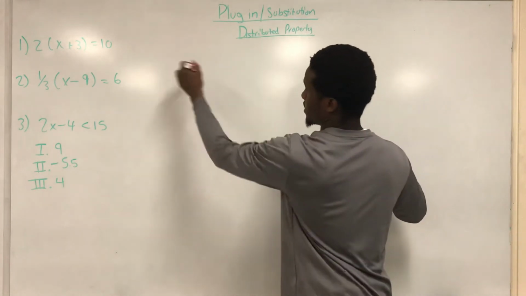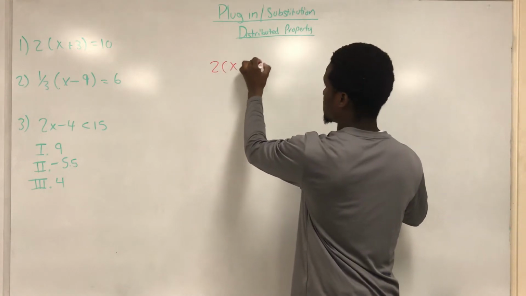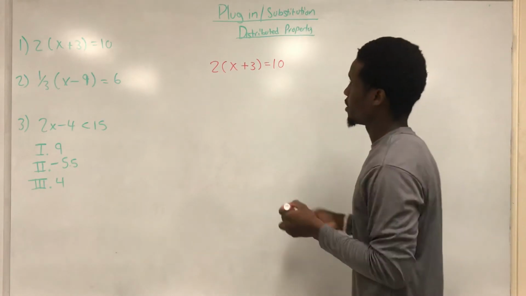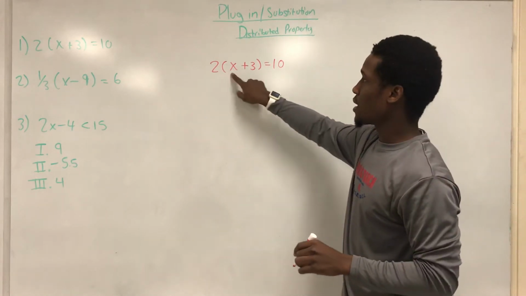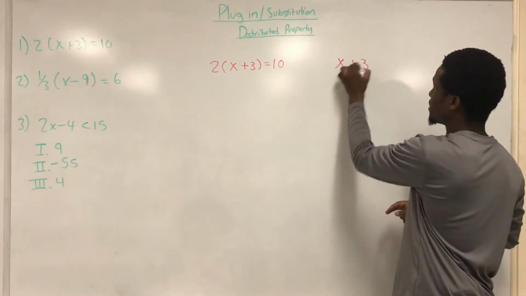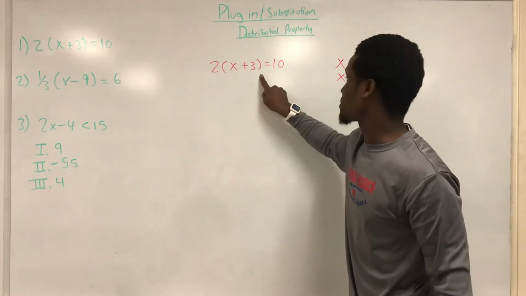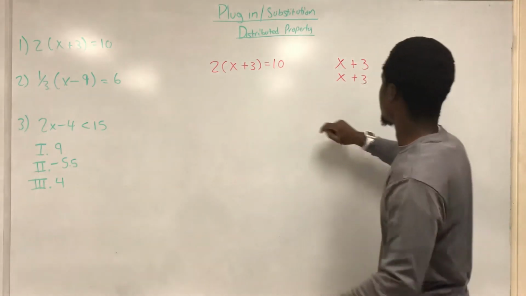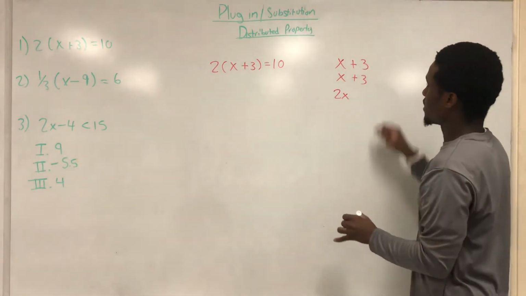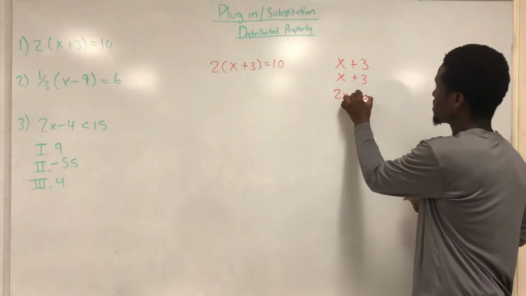So let's take a look at number 1. Let's go through the distributive property. So 2(x + 3) is equal to 10. Alright, so this is what we're really doing here. We're saying we have two x plus 3's. There's two of them there. So we have an x plus 3, and then we have another x plus 3. Okay, so we have two x plus 3's, and they're going to be equal to 10. So how many x's do we actually have? We have two x's. And then how many constants do we have? We have 3 plus 3, which is equal to 6.